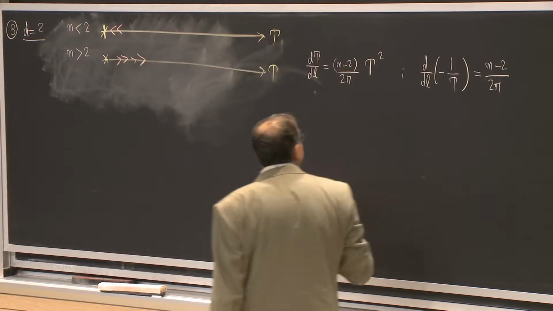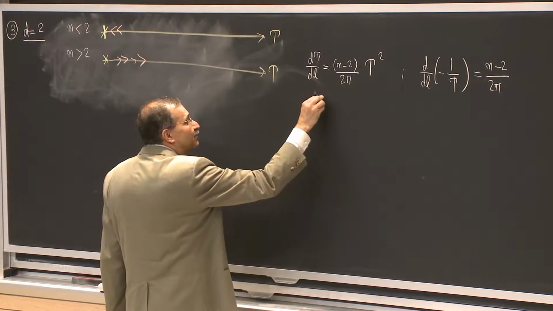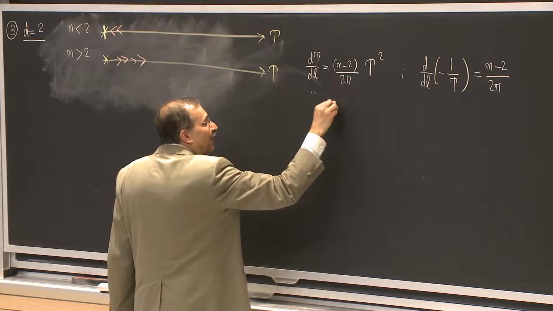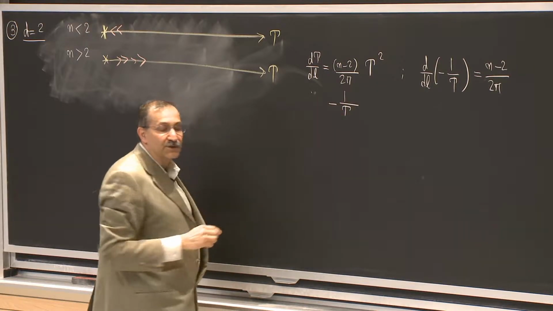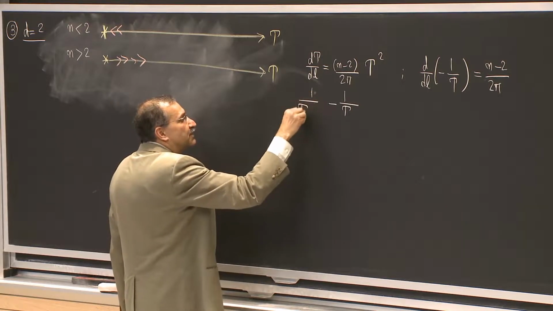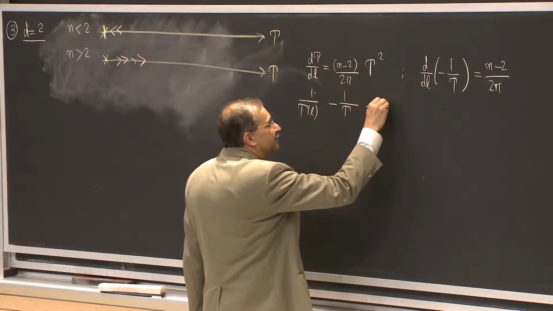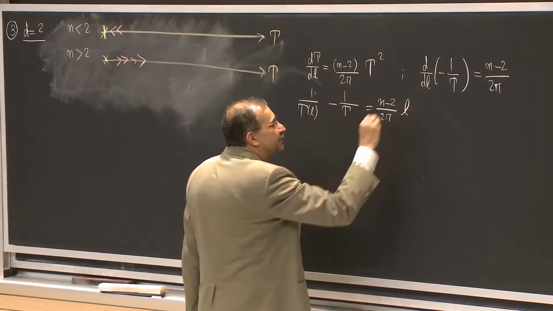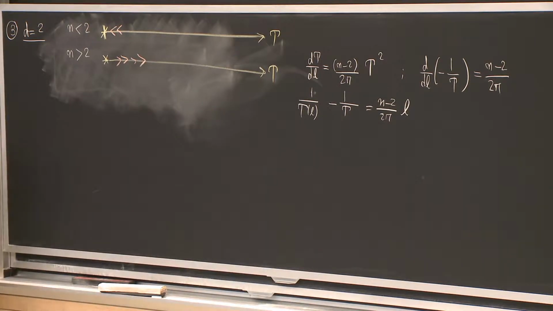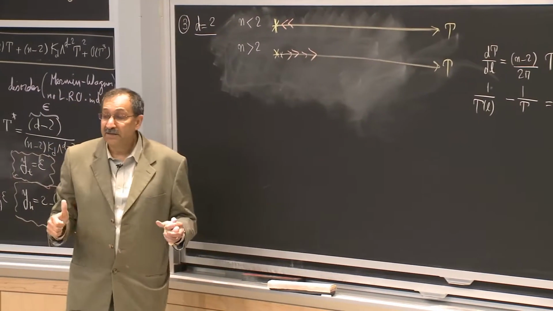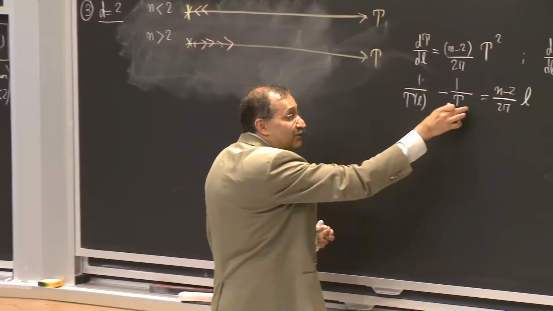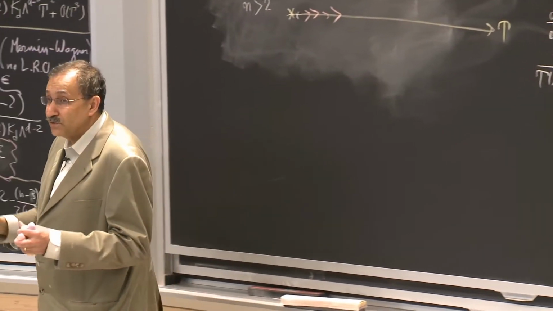I can integrate this from, say, some initial value, minus 1 over some initial temperature, to some temperature where I'm at length scale L. What I would have on the right-hand side would be n minus 2 over 2 pi L. Okay? So I start very, very close to the origin t equals 0. So I have a very strong coupling at the beginning. So this factor is huge. T is small, 1 over t is huge. I have a huge coupling.